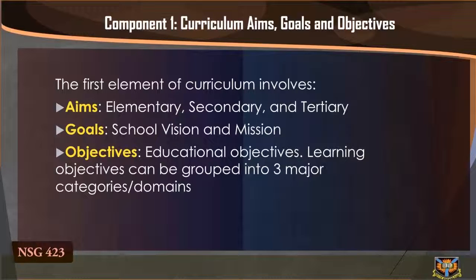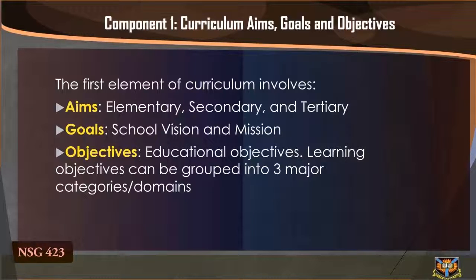The fact that a wider range of objectives is being sought in schools emphasizes the need for careful planning. The first element of curriculum involves aims: elementary, secondary, and tertiary. Goals: school vision and mission. Objective: educational objective. Learning objectives can be grouped into 3 major categories.